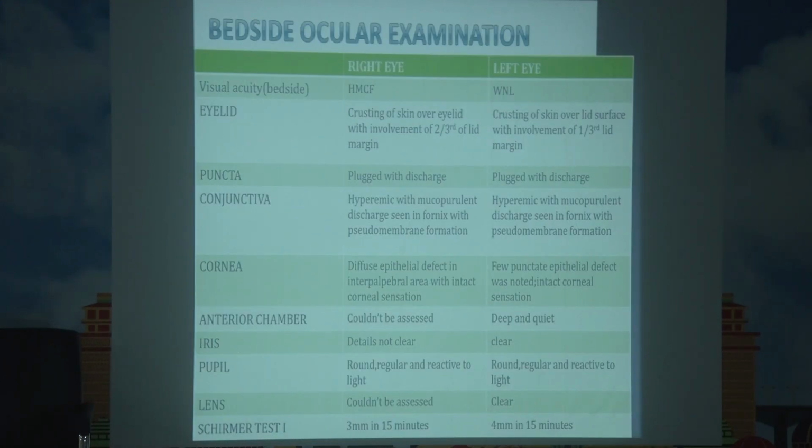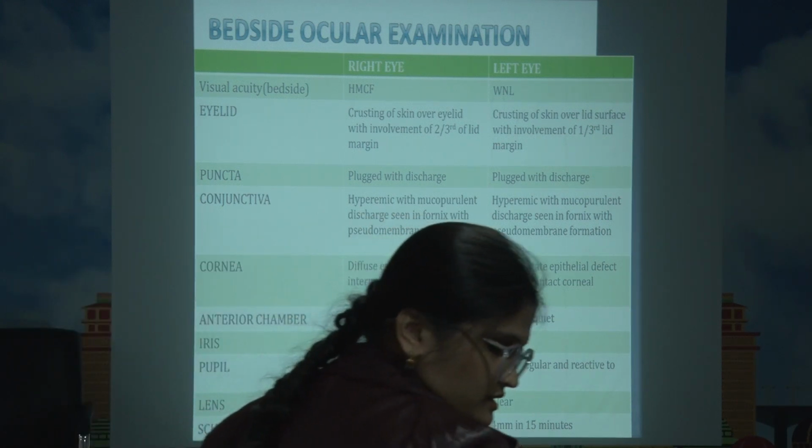On bedside ocular examination, right eye visual acuity was hand movement close to face, while in the left eye it was normal at bedside. There was crusting of skin over the eyelid. 2/3 of the lid margin was involved in the right eye, whereas 1/3 of the lid margin was involved in the left eye. Both the puncta were plugged with discharge. Both conjunctivae were hyperemic with mucopurulent discharge in the fornix with pseudomembrane formation.